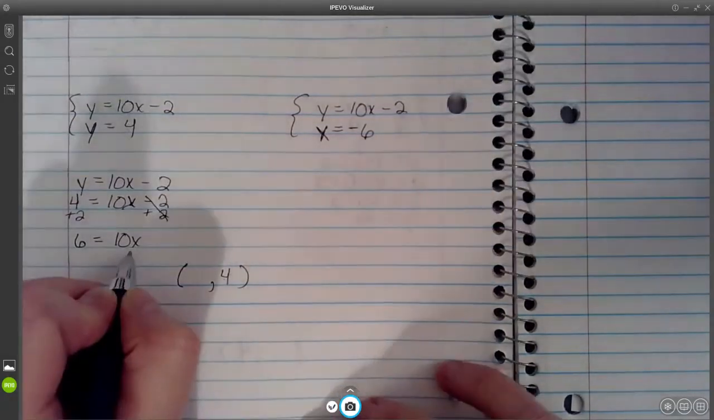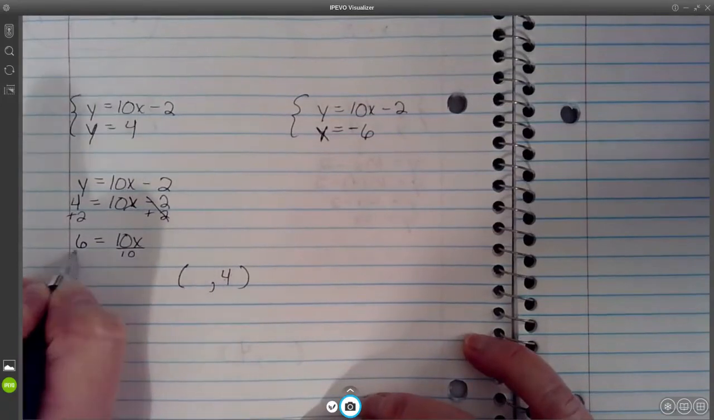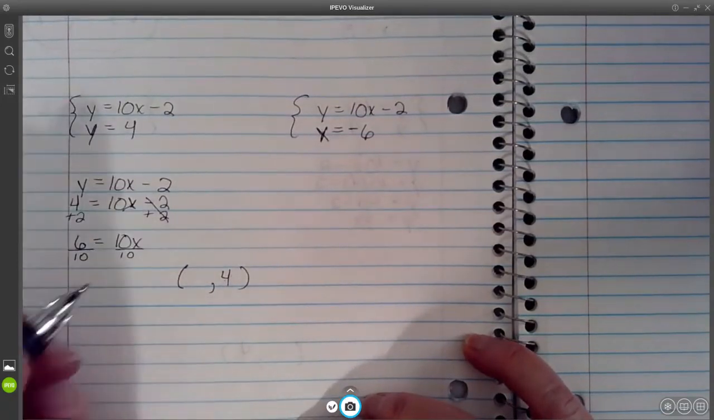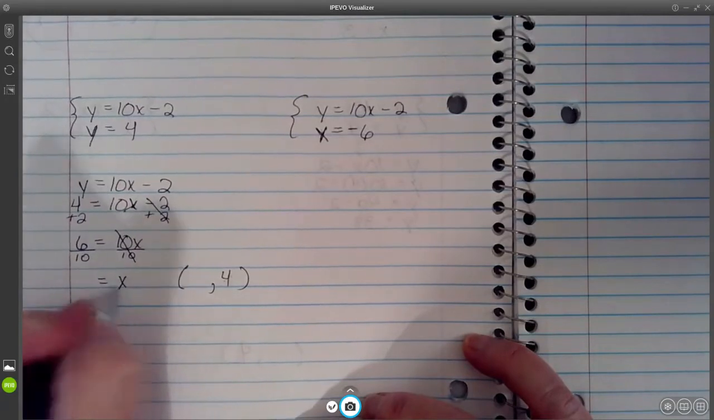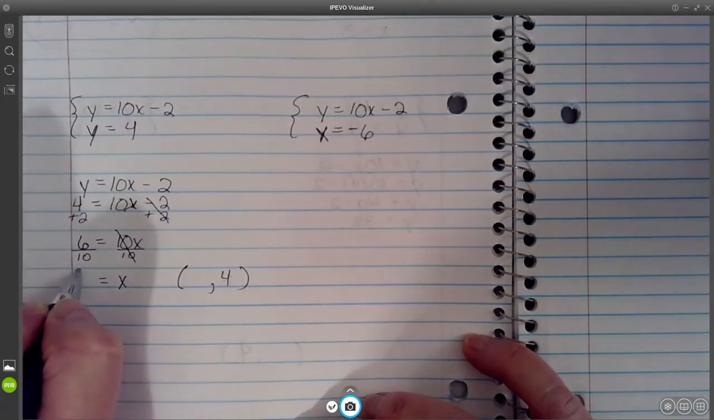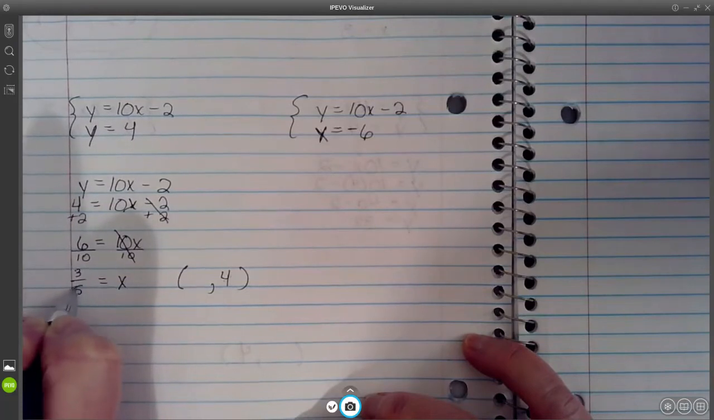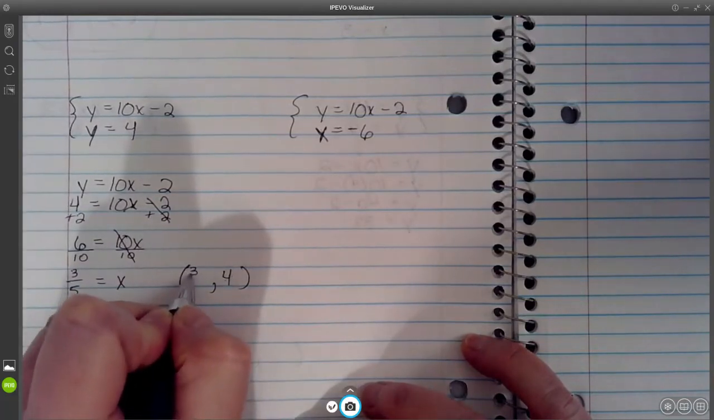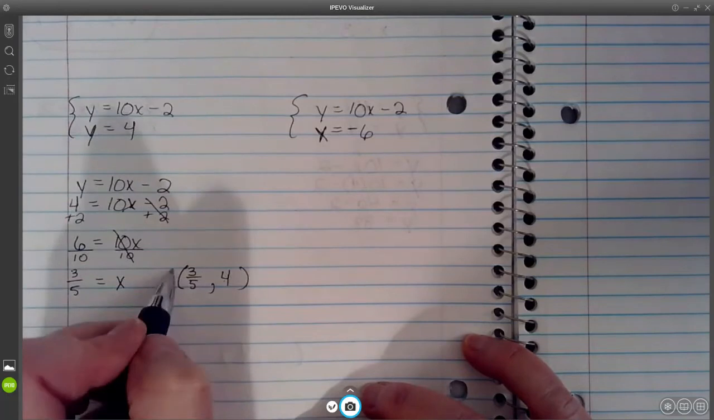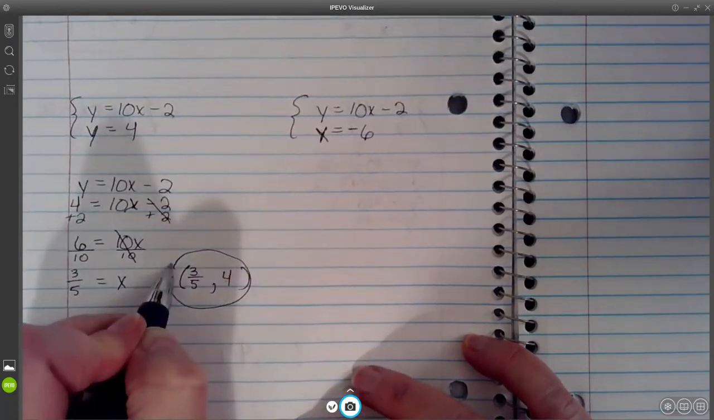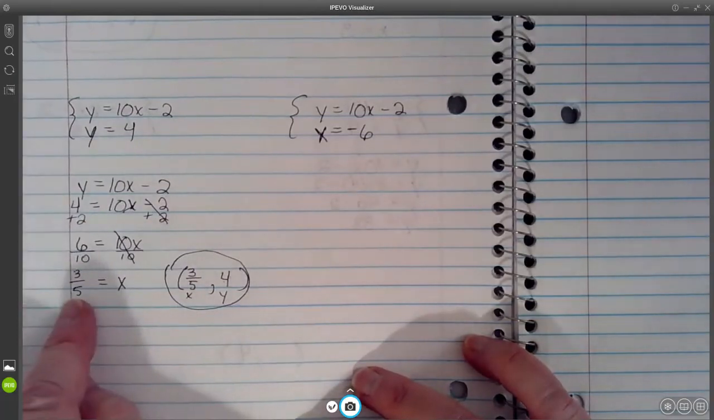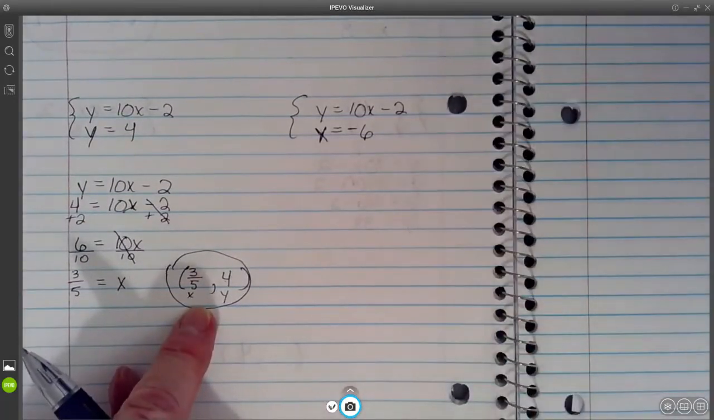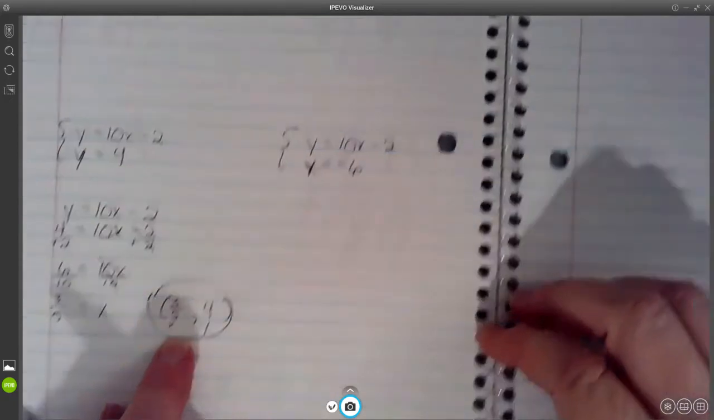The next thing I'm going to do to get x by itself is divide by 10. Normal steps here, folks. Those 10's cancel. I chose that on purpose. And then 6 divided by 10 is a fraction that can simplify to 3/5. So 3/5 is my x. This is my one solution, one answer for x, one answer for y. I know we don't prefer fractions, but there you have it.